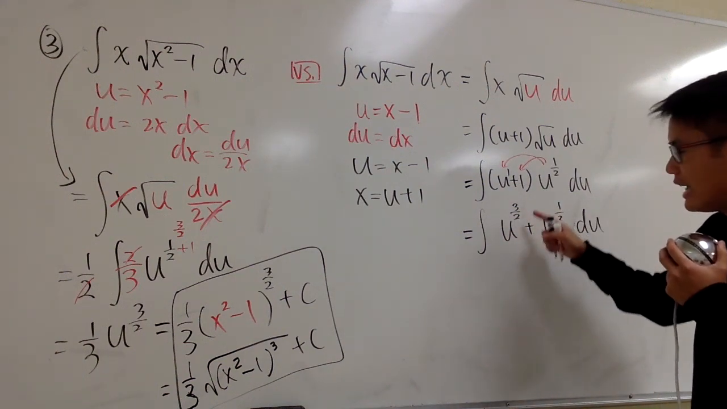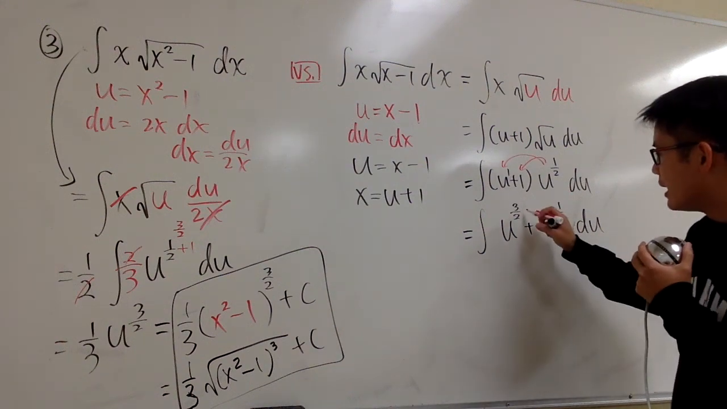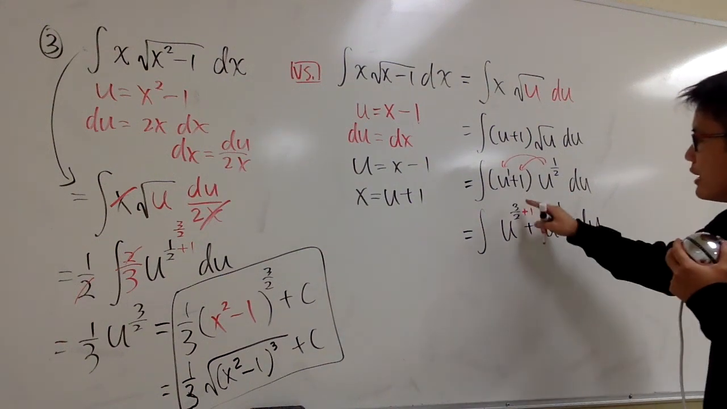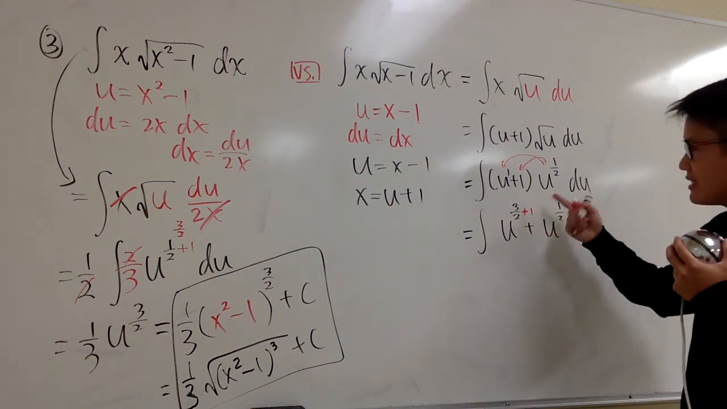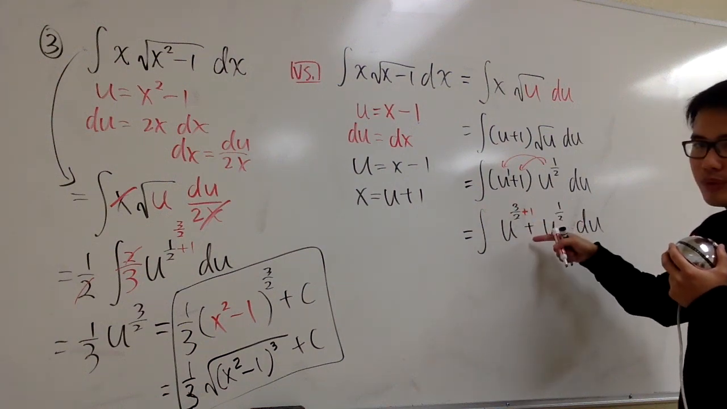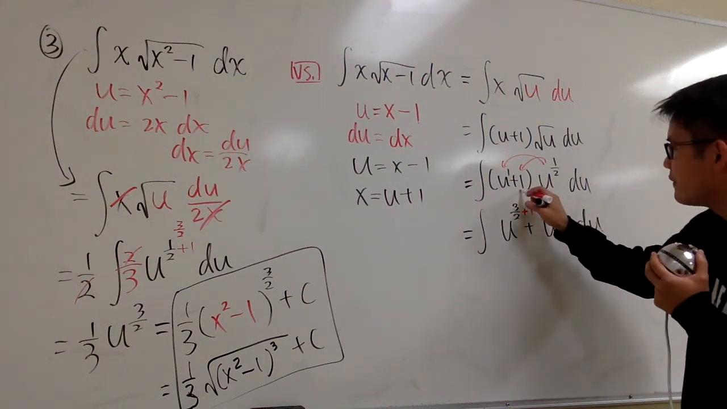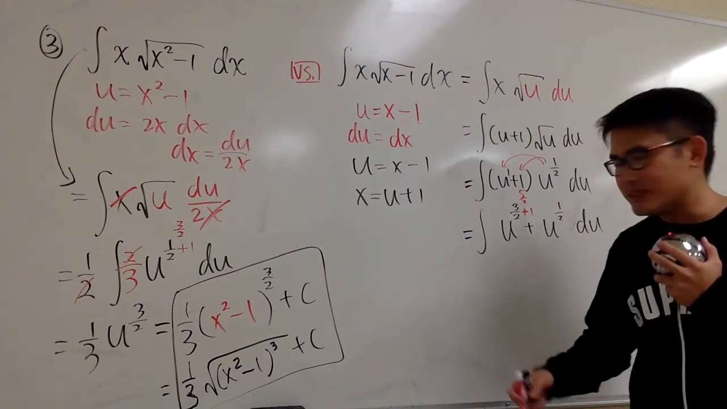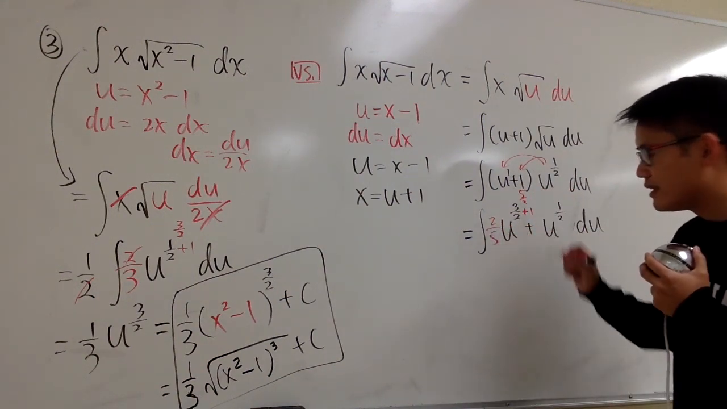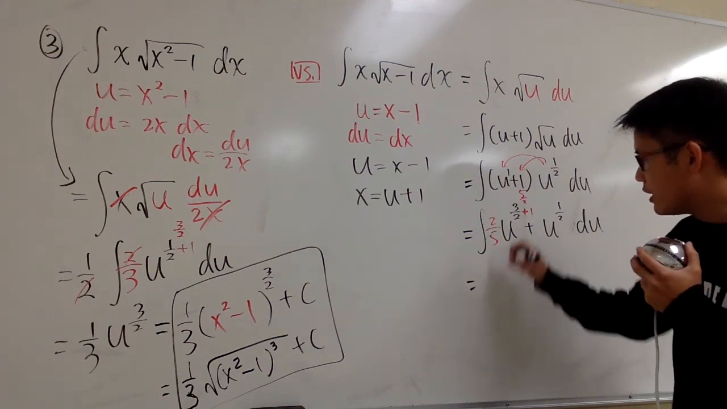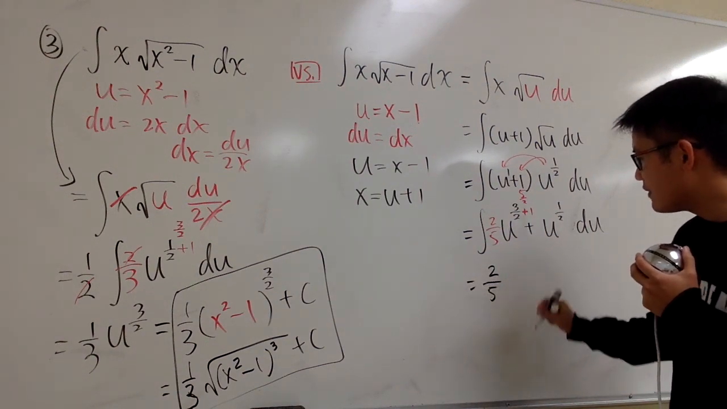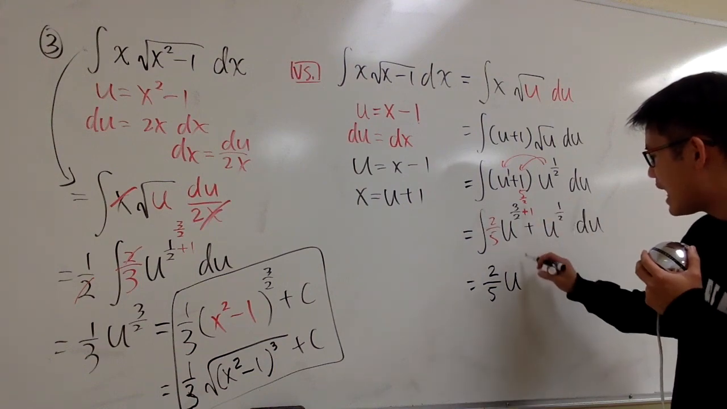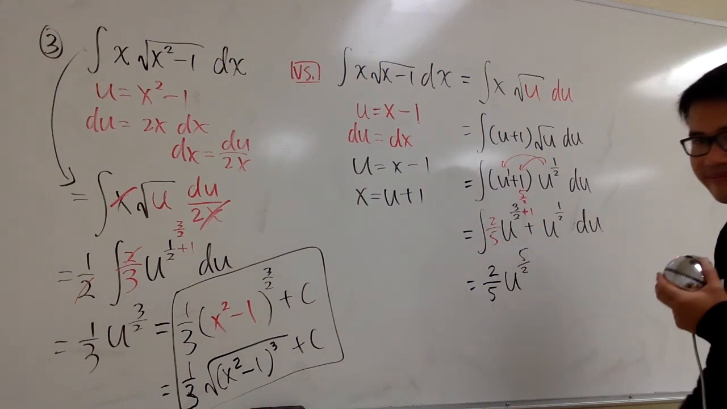And now we can finally do the reverse power rule. Integral u to the 3/2 power. What we are going to do is add 1 to the power. 3/2 plus 1 is like, say, 3/2 plus 2 over 2. 3 plus 2 is 5, so this is 5/2. And divided by 5/2 is the same as saying multiply by 2 over 5. So the first part is going to be 2 over 5 u to the 5 over 2.